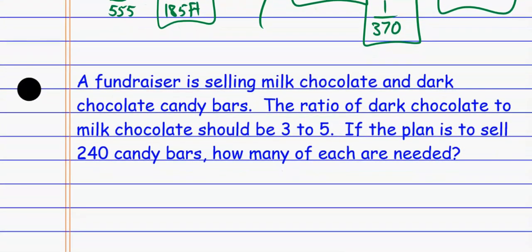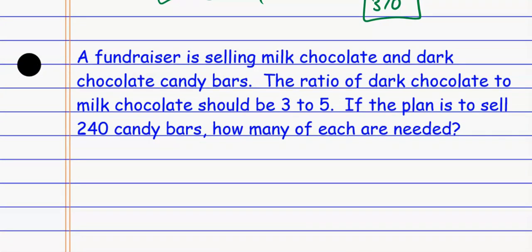If I look at something like this, it says a fundraiser is selling milk chocolate and dark chocolate candy bars. The ratio of dark chocolate to milk chocolate is 3 to 5. If the plan is to sell 240 candy bars, how many of each are needed? Again, I have to think about the units. If I were to write this ratio as a fraction, that's 3 dark chocolate to 5 milk chocolate. That would be an acceptable ratio for comparing these.